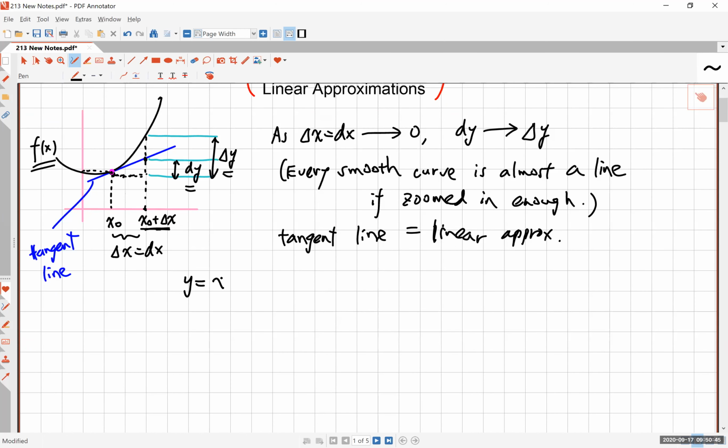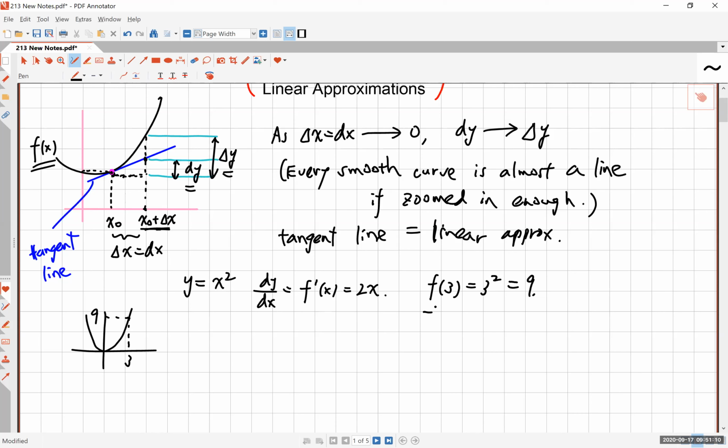If y is equal to x squared, you know that dy/dx, which is your f prime, is equal to 2x. Let's just pick a point here. Let's see, this point is 3. And of course, the value of the function is 9. So f of 3 is 3 squared, which is 9. And f prime at 3 is equal to 2 times 3, which is 6.